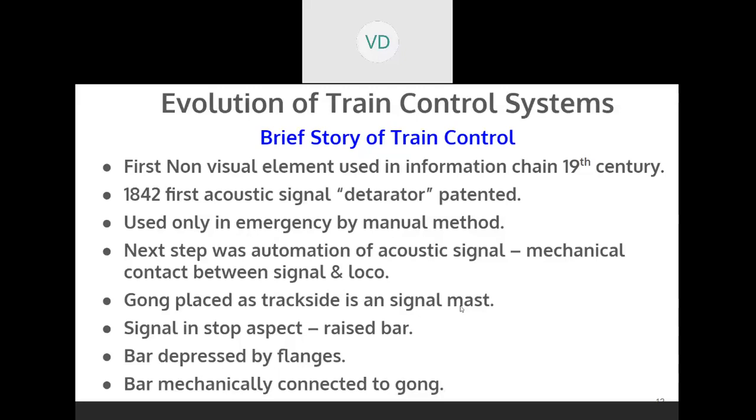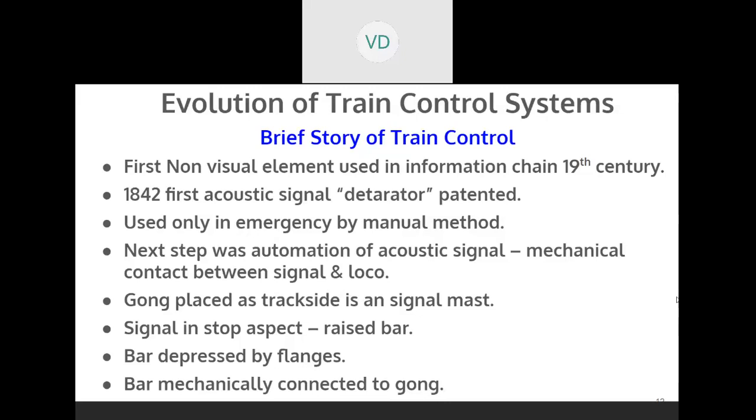So this was done something like, again, when the signal is lowered, there is a bar which is suppressed. When signal is at on, a bar which is raised. So when the flanges go on that, the bar is raised for every flange which passes over this. A bar is raised, a bar is lowered. The lowering of the bar will strike a gong somewhere outside near the signal post. So when the driver passes the signal at on, he'll get continuous sound of the gong, not continuous, intermittent. For every axle passing, you will get a beat.